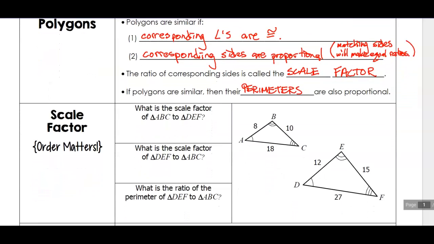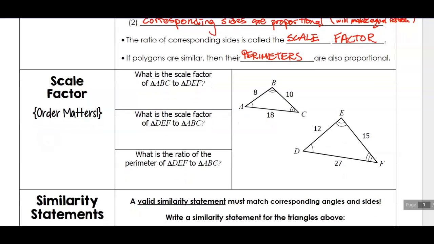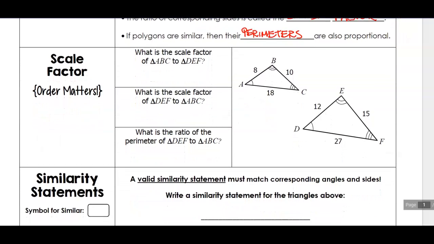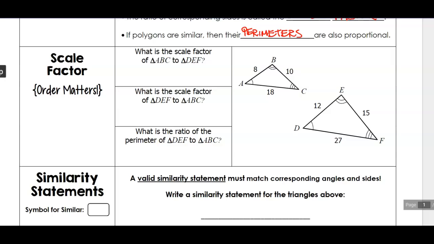Okay, so let's talk about scale factor. And keep in mind here that the order that you write this in does matter. It makes a difference. So normally we'll write the scale factor of the figure on the left to the figure on the right, but you have to read the directions very carefully. All right, so for this first question, it says, what is the scale factor of triangle ABC to triangle DEF?